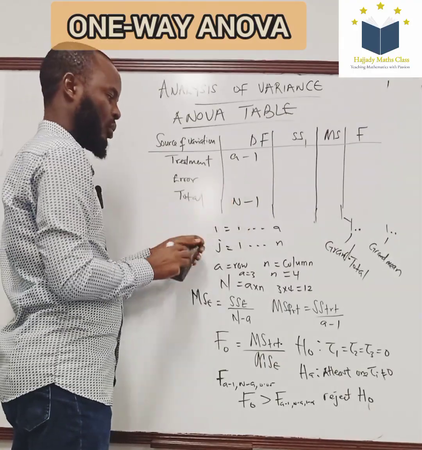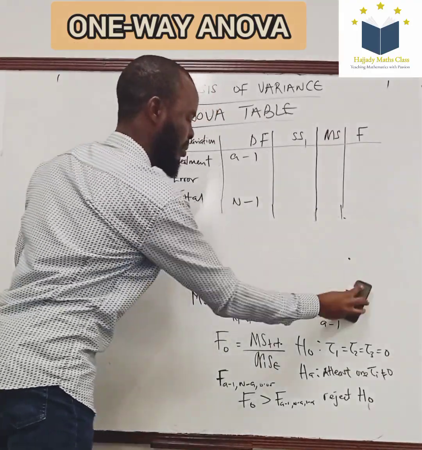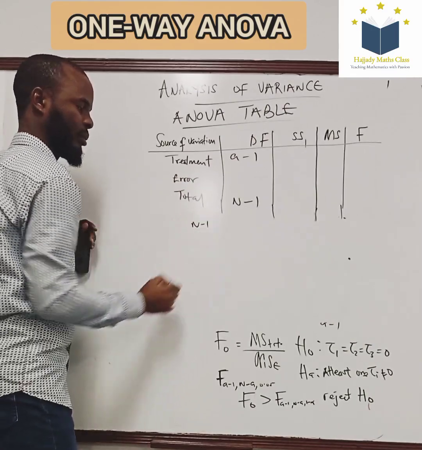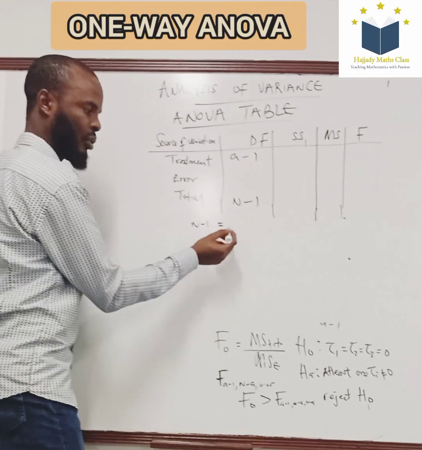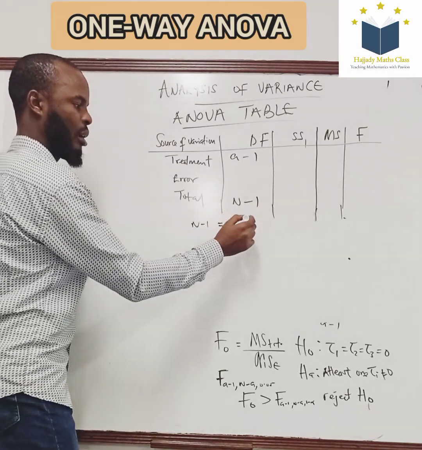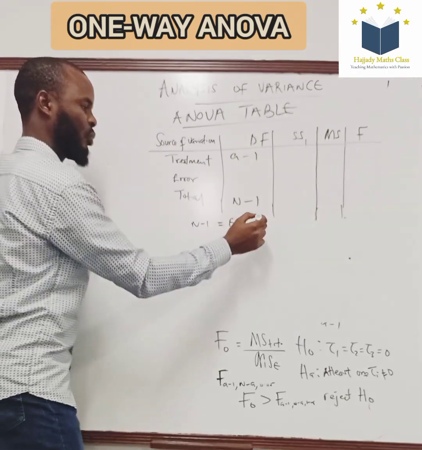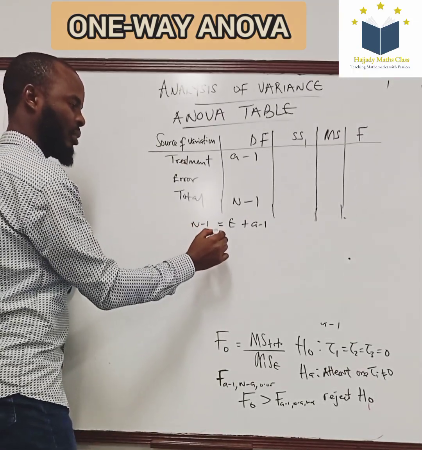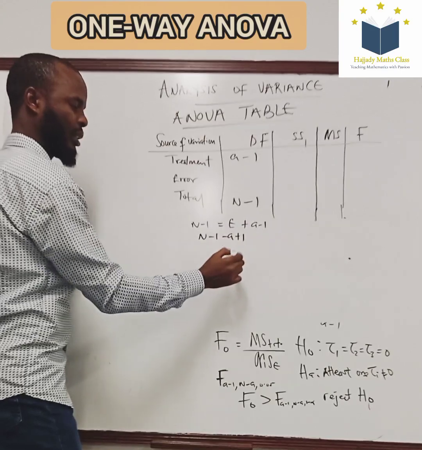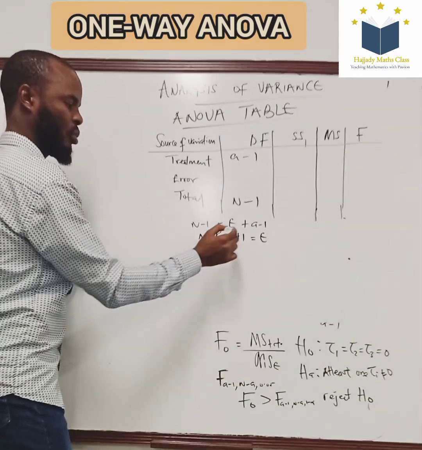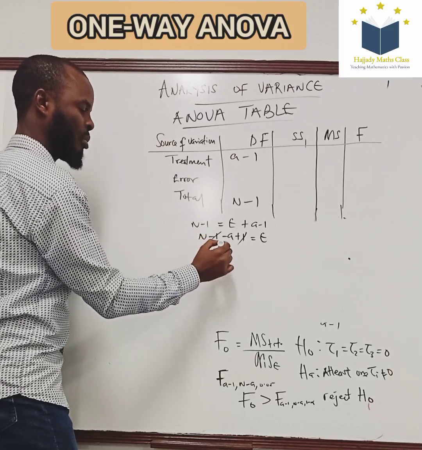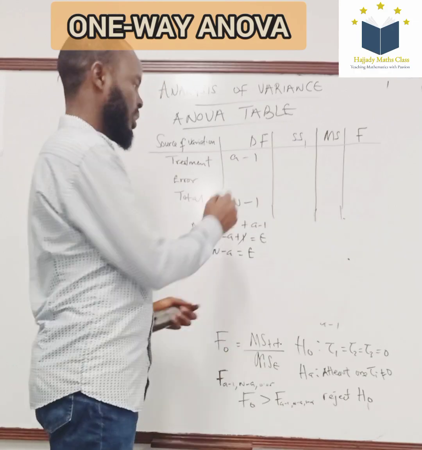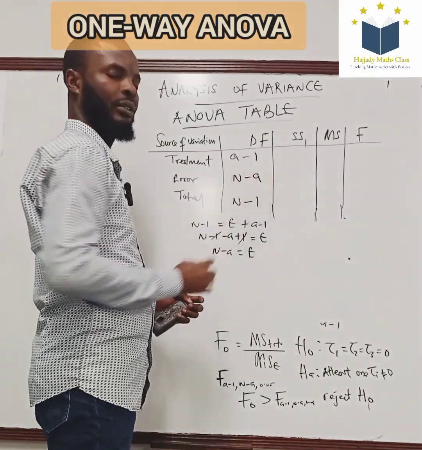But for error, calculating it is the same thing as saying the degree of freedom of total, which is N minus 1, equals the degree of freedom of error, let's call that E, plus the degree of freedom of treatment, which is A minus 1. So to get the value of E is like saying N minus 1 minus A plus 1. So minus 1 plus 1 cancel, you have N minus A. That's the degree of freedom of error.